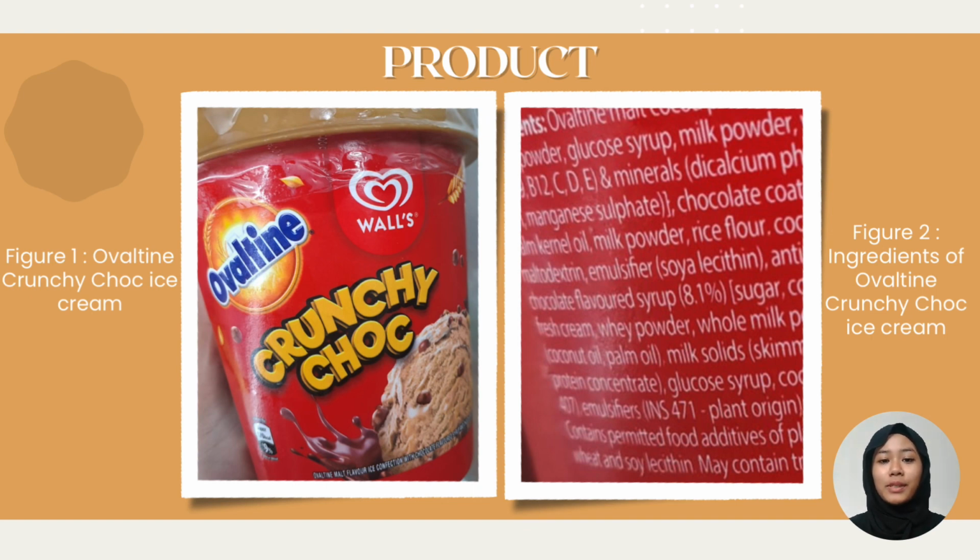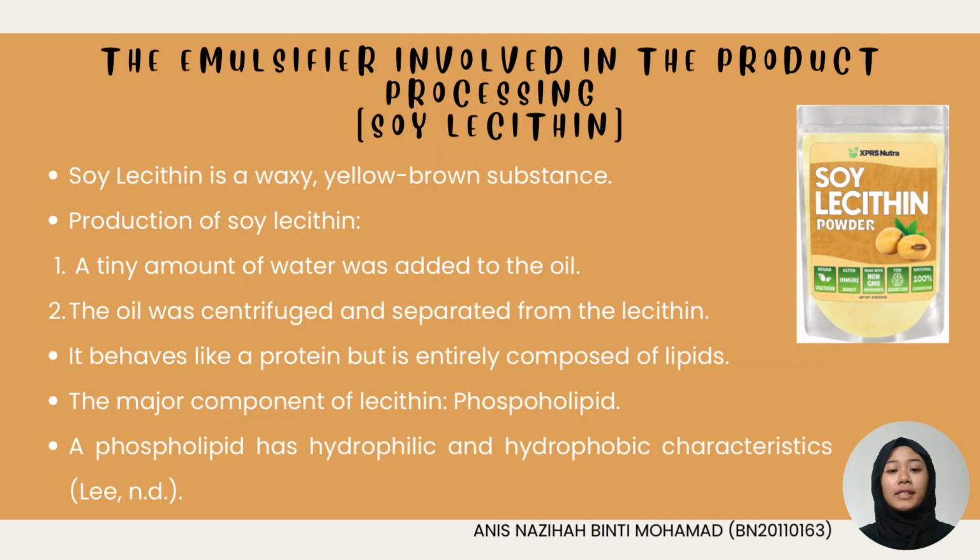Robina. Today we will present to you about the emulsifier in the food product. So the food that we choose is Ovaltine ice cream product, and the emulsifier ingredient contained in the ice cream is soy lecithin. So what is soy lecithin?